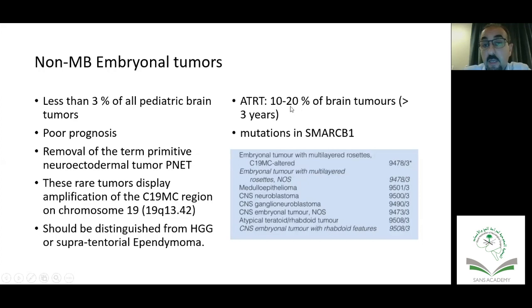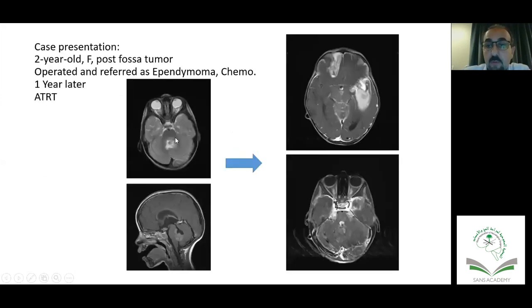ATRT, again, it's quite common in children. It's 10-20% in children below 3. Okay, they have now a distinctive mutation. These are examples of ATRT.